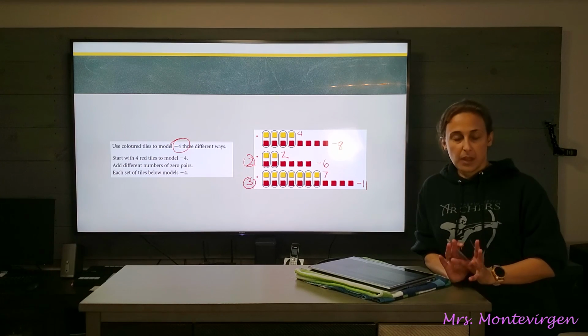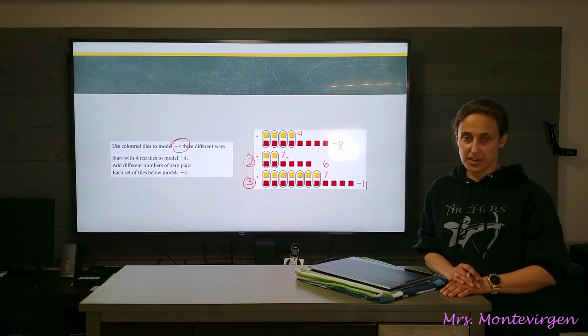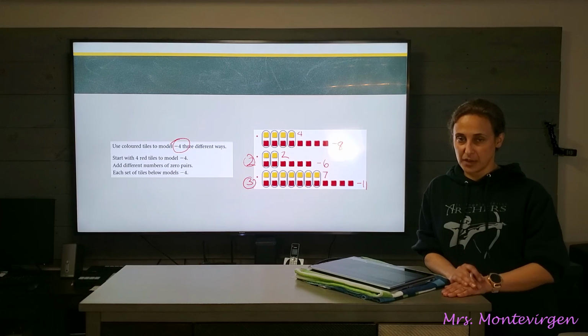And there you go, using positive and negative tiles in order to represent different integers. Hopefully you understand that, and I'll see you in lesson 4.